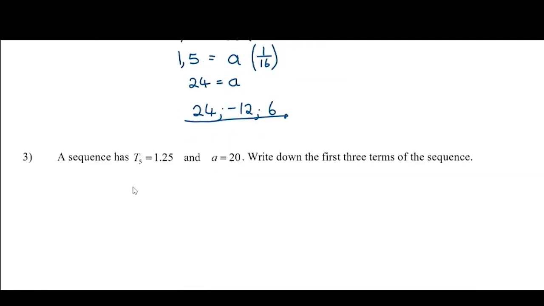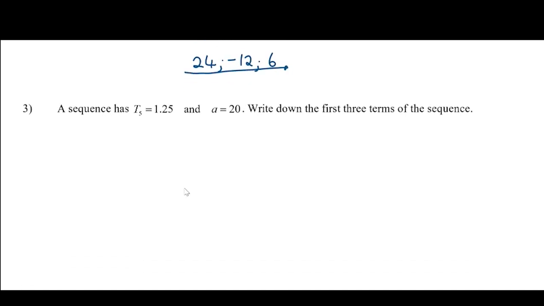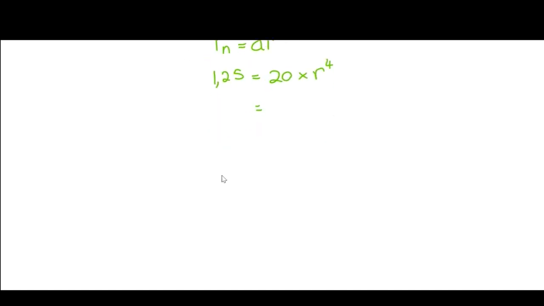Okay. Now we have another one. A sequence has T5 is 1,25 and a is 20. This time we need to find r. Once again, we're going to write down our formula, just good practice to do so. 1,25 is going to be 20, that's a, times r to the 4. When we divide this out, we get 1,25 over 20 is r to the 4.